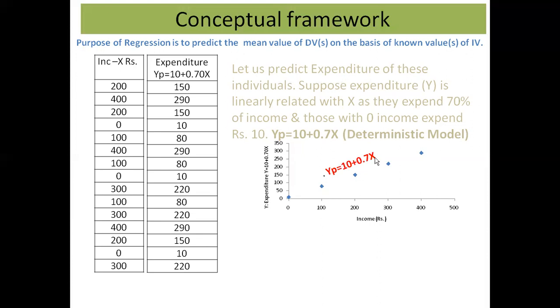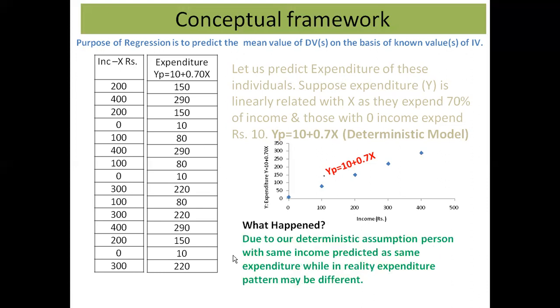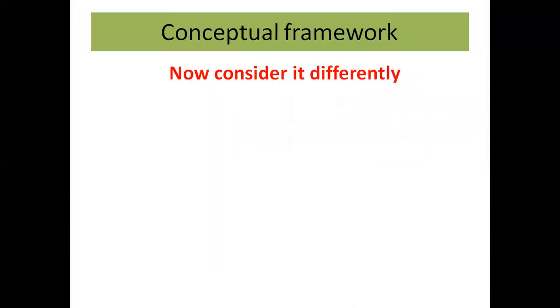The problem is that we are using this model, 10 plus 0.7x, a deterministic model. So the people having 200 income have an expenditure of 150, and every person who has income 200 gets the same expenditure calculated by our model. But in real life, the expenditure pattern may be different. Due to our deterministic assumption, persons with the same income are predicted the same expenditure, while in reality, the pattern may be different.